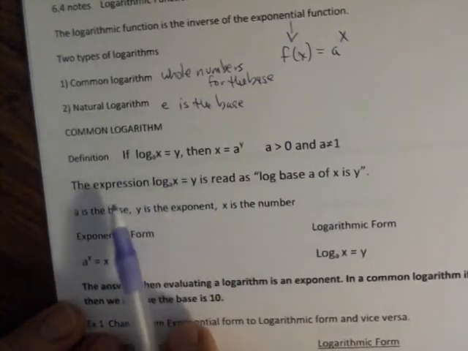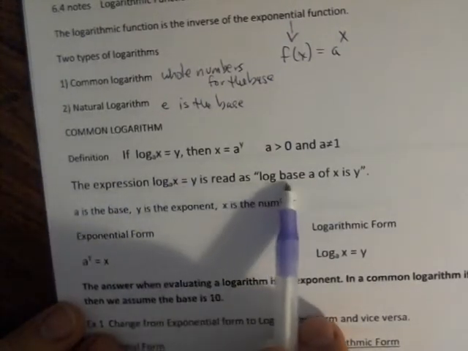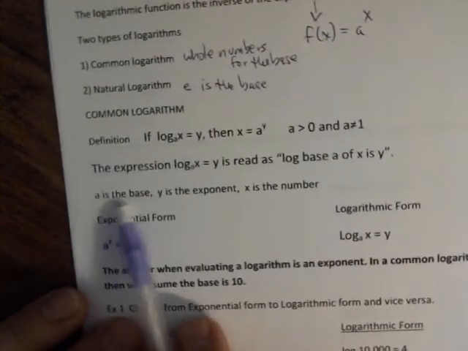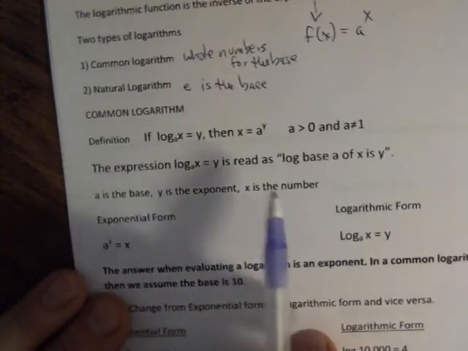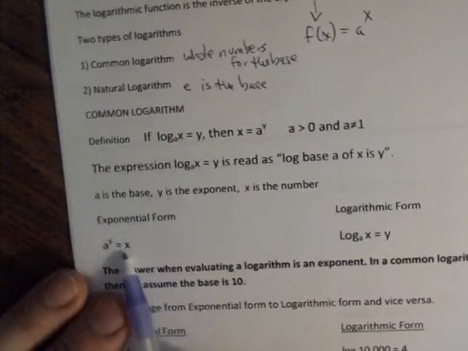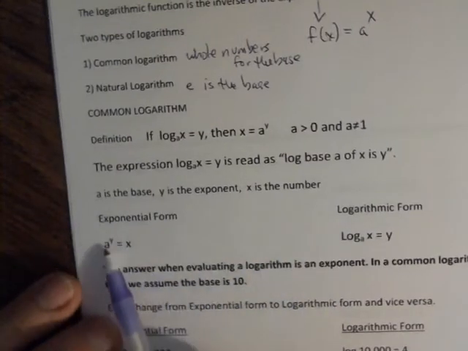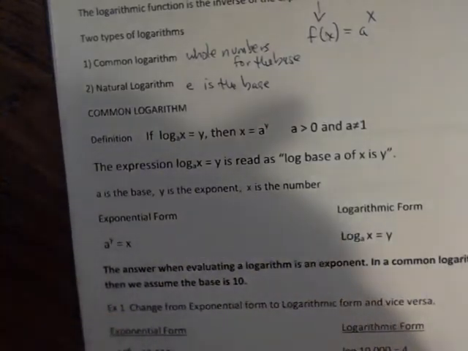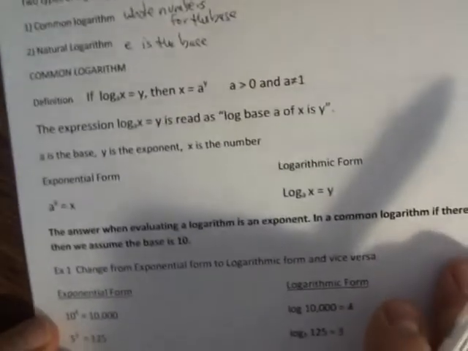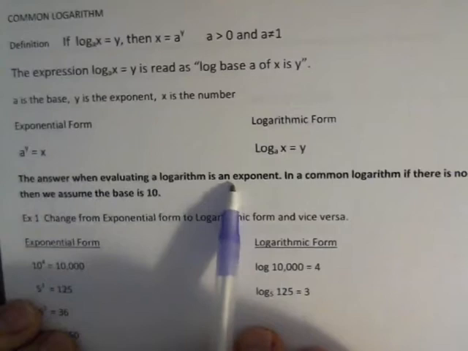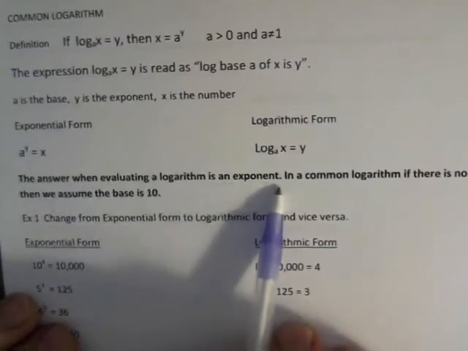All right, so the way we read this is log base a of x is y. Again, a is the base, y is the exponent, x is the number. So when you transfer from one form to the other, just imagine replacing the base with the base, the exponent with the exponent, and the number with the number. Don't overcomplicate it, okay? Just don't overcomplicate it. All right, so remember, when we evaluate a logarithm, we get an exponent as an answer.